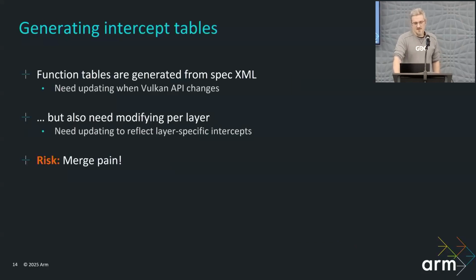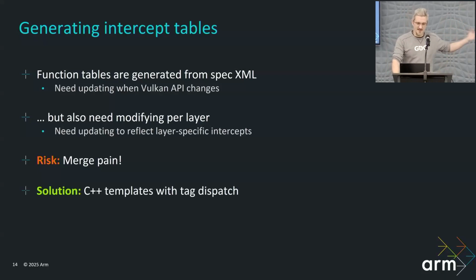The only point where we hit a kind of design that's clever, it's not that complicated, is that we have generated function tables for intercepts and dispatch, but the things you want to intercept vary per layer. So we want per layer modification of what we're intercepting, but it's generated code. If you try and do this at the source level, you're going to have merge pain. So we let the linker do the heavy lifting. We're doing C++ function templates with tag dispatch. This is the only clever thing in the whole project. Everything else is just grunt work.